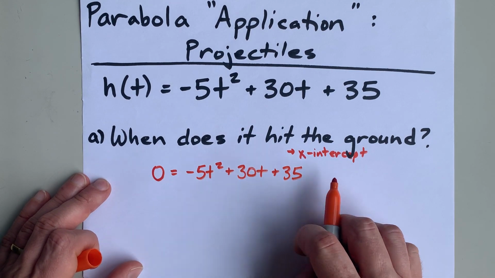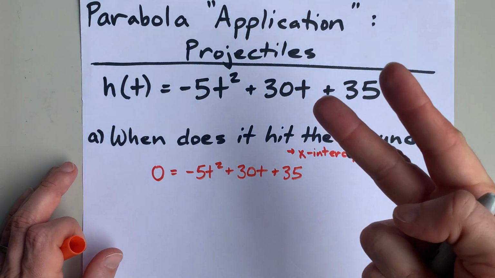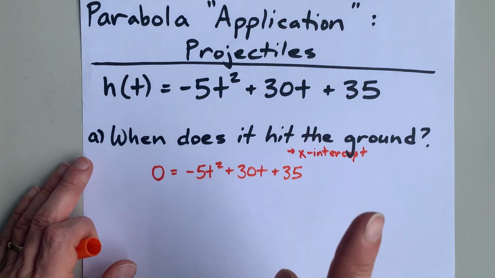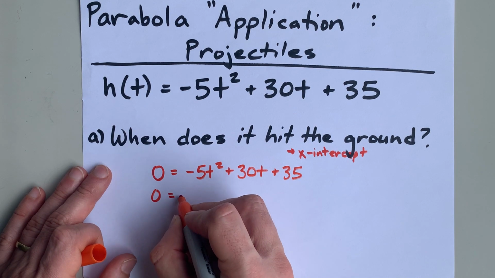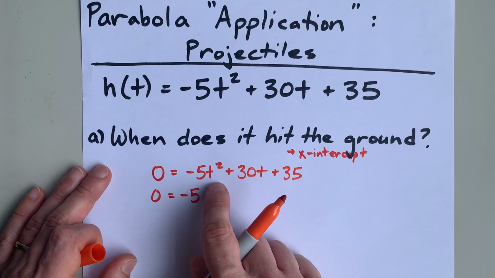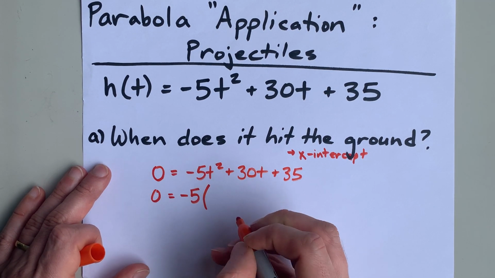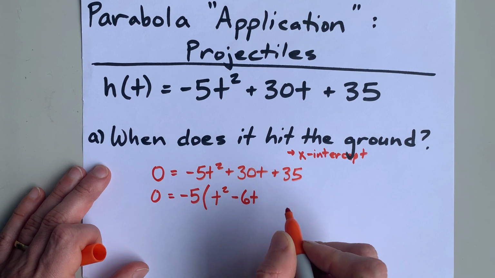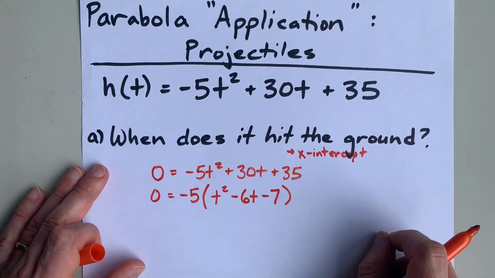Now your job is to solve this quadratic equation. You can do that by factoring or the quadratic formula. I'm sure you could complete the square too, but this looks a little factorable to me. Let's find out. All these numbers are divisible by 5, so I'm going to pull negative 5, that's the leading coefficient, out of all of the terms. Negative 5t squared without negative 5 is t squared. 30t divided by negative 5 is minus 6t. And 35 divided by negative 5 is minus 7.